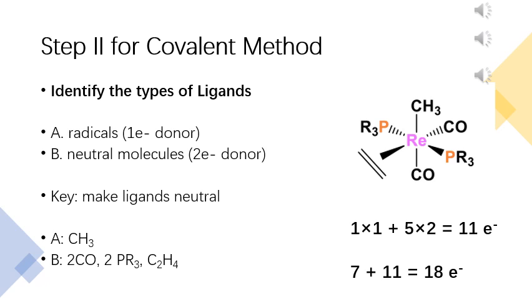So all of your ligands will give 11 electrons to your final result of electron counting. And your metal center will give 7 electrons. 7 and 11 is 18. So your complex is an 18 electron compound.